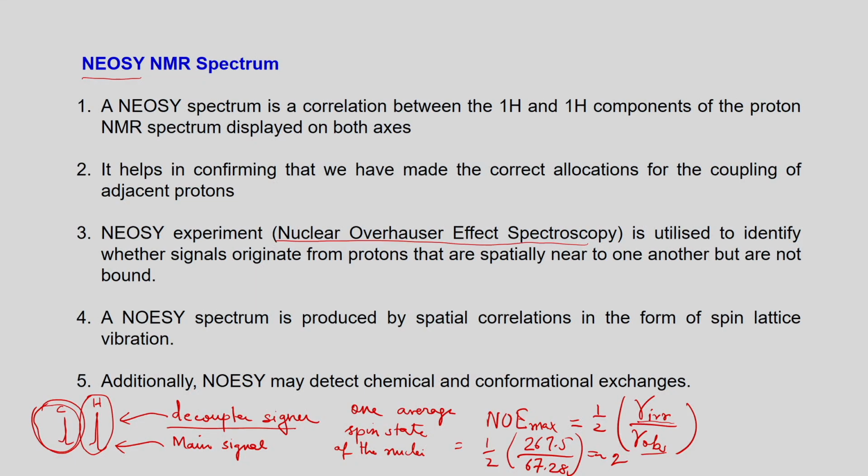That is what we want to say with NOESY. So, this NOESY spectrum is very important. It is used to identify whether signals originate from protons that are spatially near to one another, but are not bound. So, kindly remember, this NOESY spectrum is only for heteronuclear connected atoms. It is produced by the spatial correlation in the form of spin lattice vibration. So, let us see some examples.